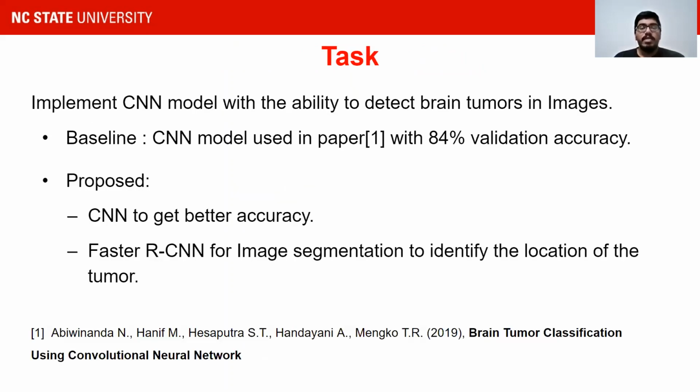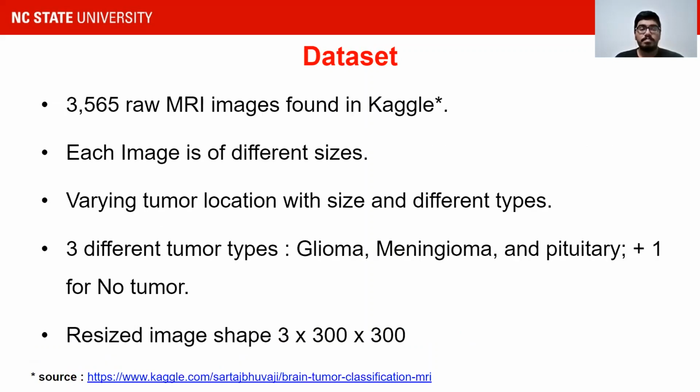For this project, we have a baseline model that uses CNN with a validation accuracy of 84%. In our implementation, we plan to use a better optimal CNN model with the ability to detect the kind of tumor in the image, and we plan to further implement faster RCNN on top of it to identify the location of the tumor using image segmentation.